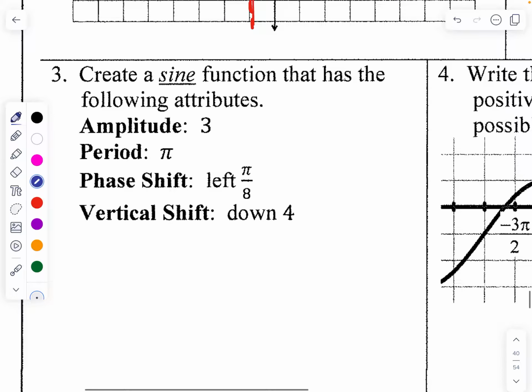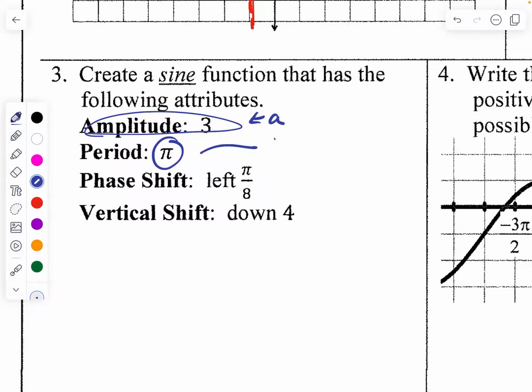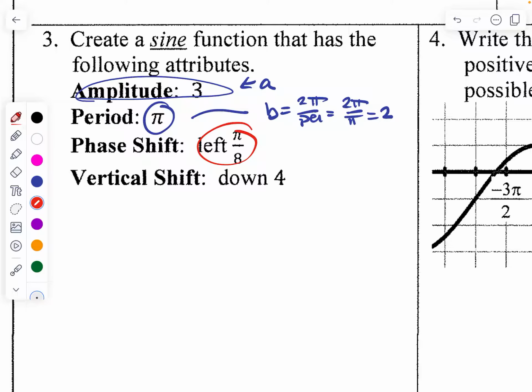Let's create a sine function that has an amplitude of 3. That's going to be our A value. If the period is pi, how do we find B? Well, I know B equals 2 pi divided by the period. That's 2 pi over pi, which is 2. So there's our B value. Our phase shift is to the left, a pi over 8, which remember, left means we're going to add that. And our vertical shift down is -4.